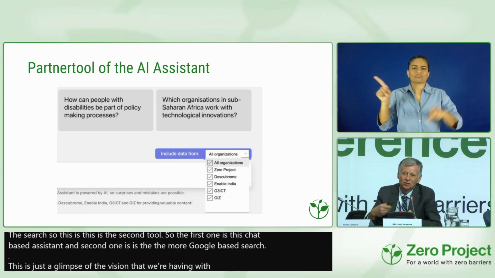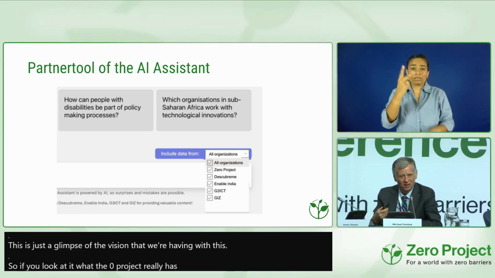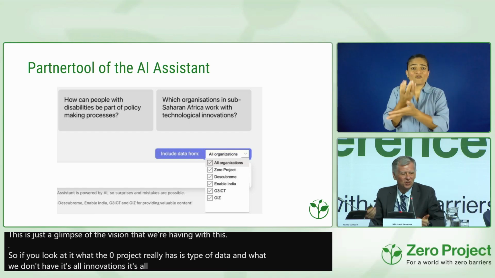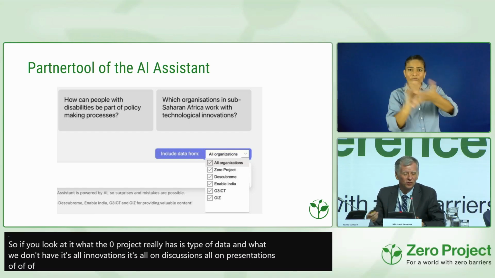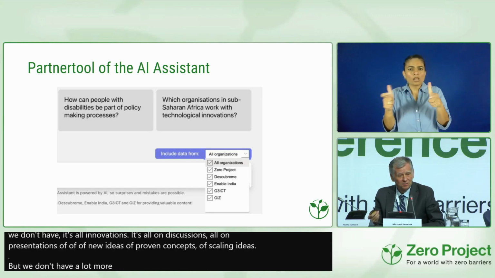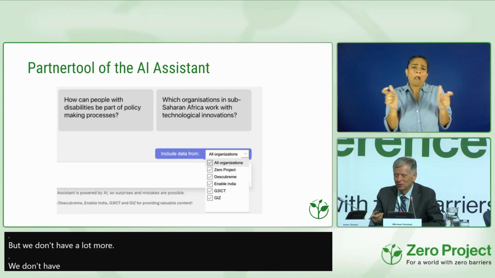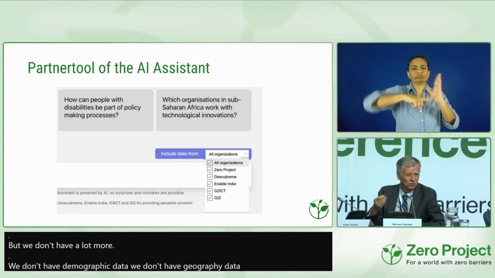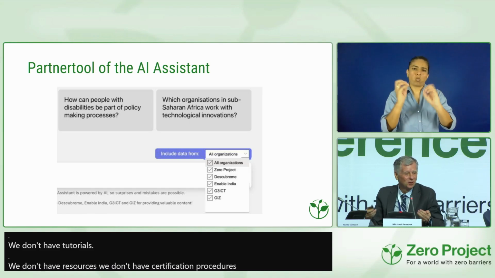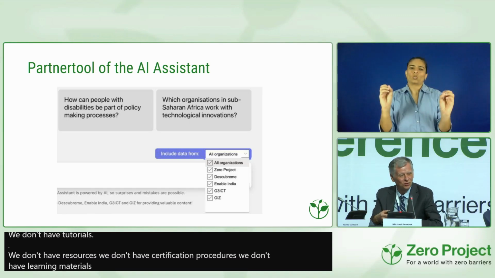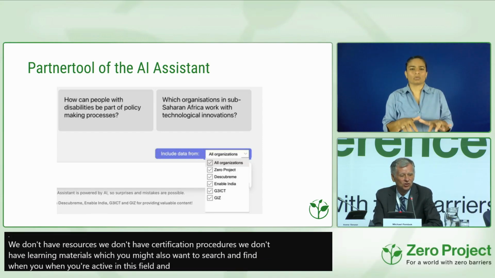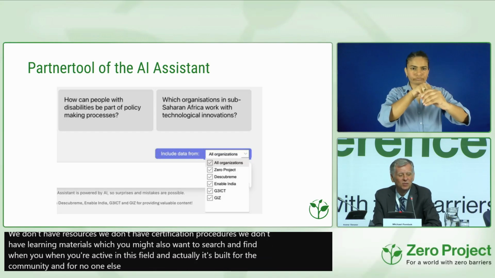If you look at what type of data the Zero Project really has and what we don't have: it's all on innovations, all on discussions, all on presentations of new ideas, of proven concepts, of scaling ideas, but we don't have a lot more. We don't have demographic data, we don't have geography data, we don't have tutorials, we don't have resources, we don't have certification procedures, we don't have learning materials, which you might also want to search and find when you're active in this field. And actually it's built for the Zero Project community and for no one else in the midterm to use.